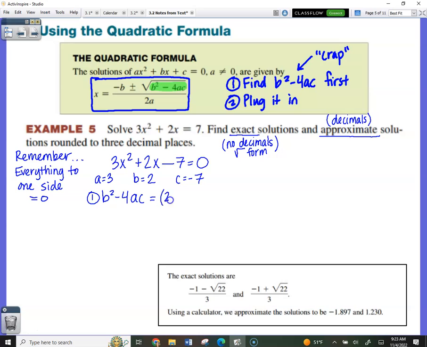So in this case, b squared minus 4ac. Then you go to your calculator and you type that exactly. 2 squared minus 4 times 3 times negative 7. What do you get? You get 88.